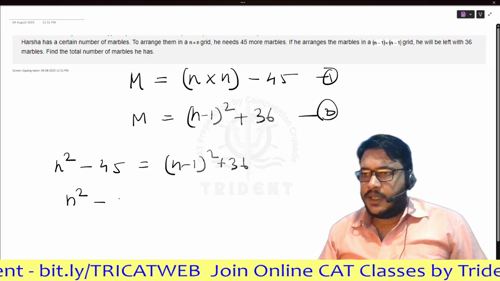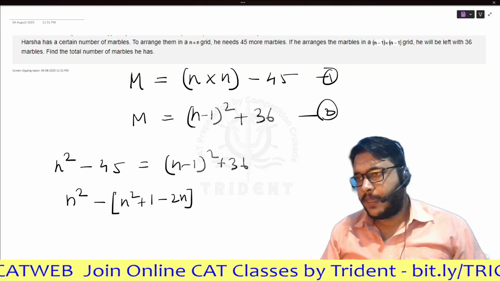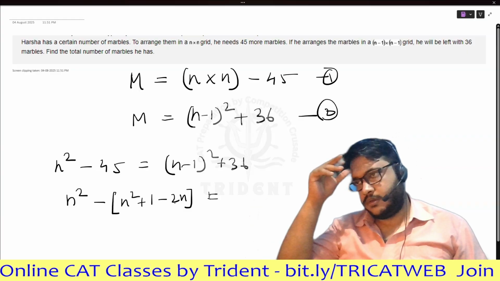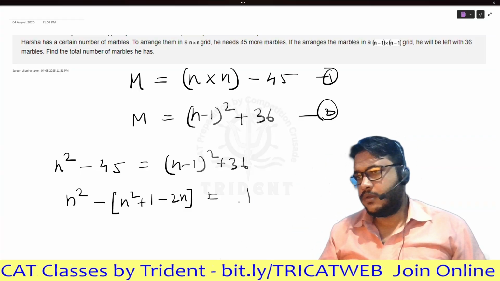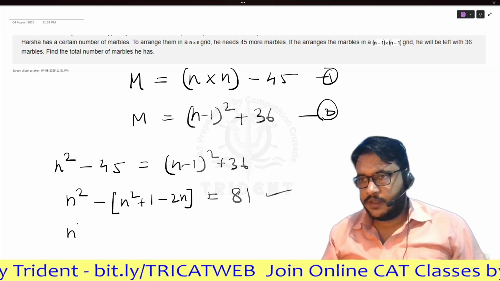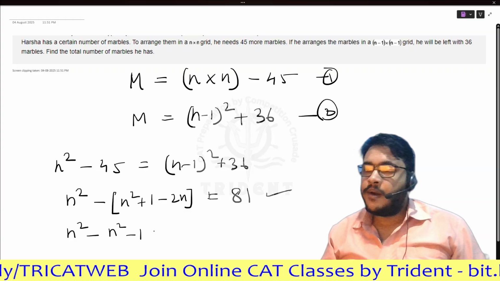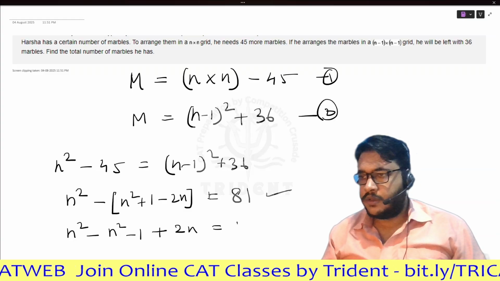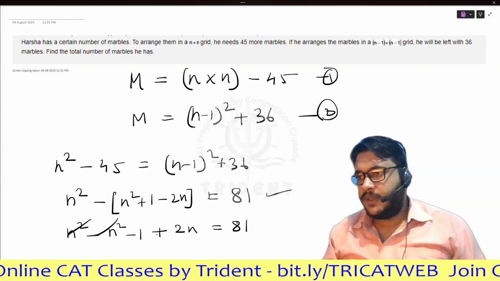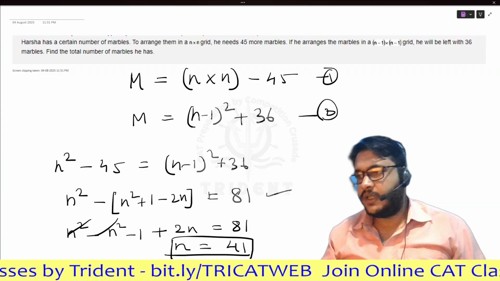So n square minus n minus 1 whole square is equal to 36 plus 45. I hope this is correct, yeah. So n square minus n square plus 2n minus 1 is equal to 81. So 2n is 82. n is equal to 41. The value of n is 41.